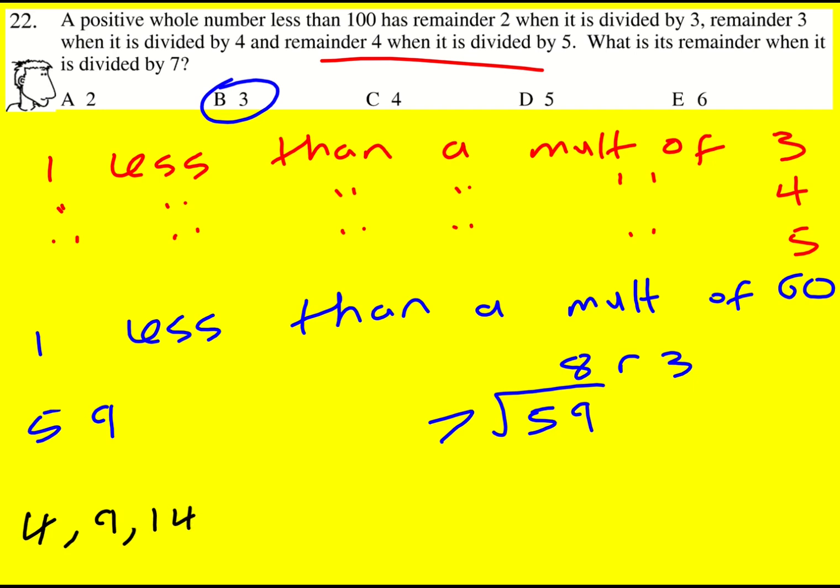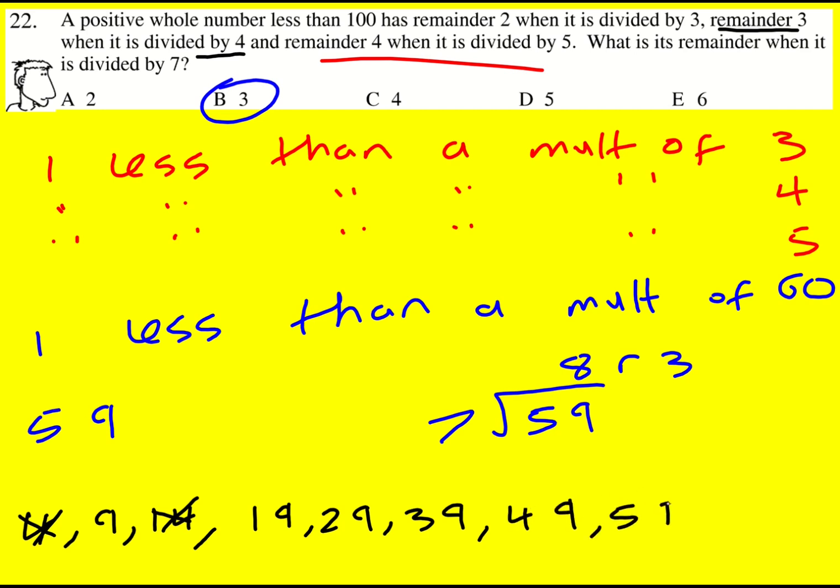Except I can speed this up because I know there's a remainder of 3 when divided by 4, which means it must be an odd number. So I can ignore these ones and only now just go up in tens every time. So write down all the numbers from 1 to 100 that end in a 9. That is going to satisfy that condition there.